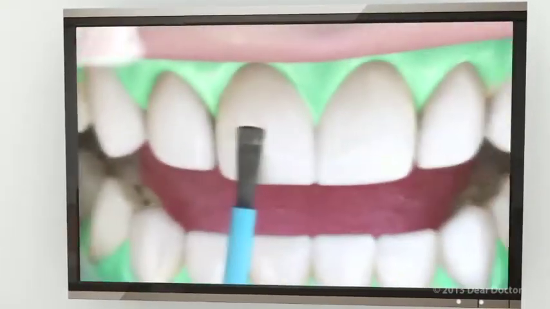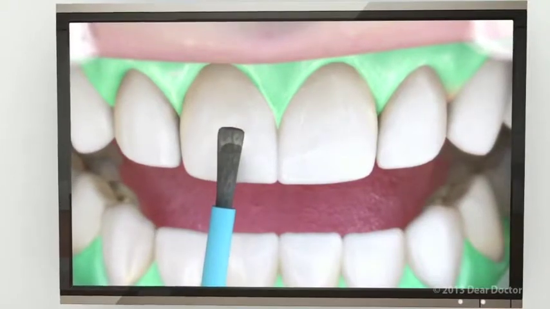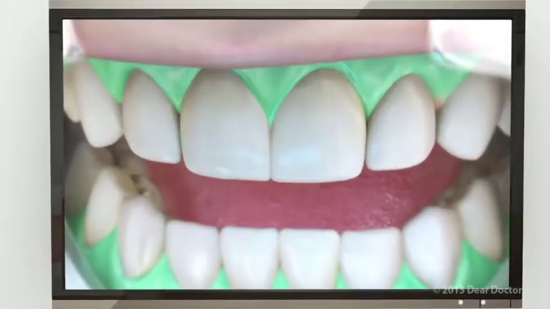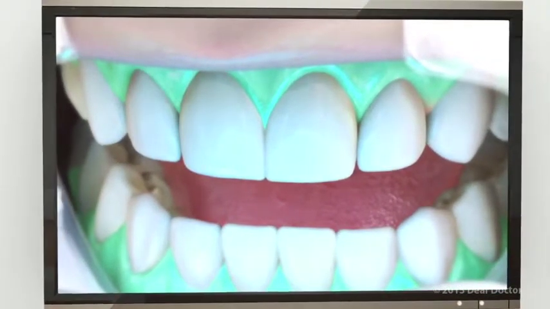Then a professional strength bleaching solution is applied. Often a special light or laser will be used to make the bleach work faster. Another way to whiten your teeth is with the take-home kit prescribed by your dentist.